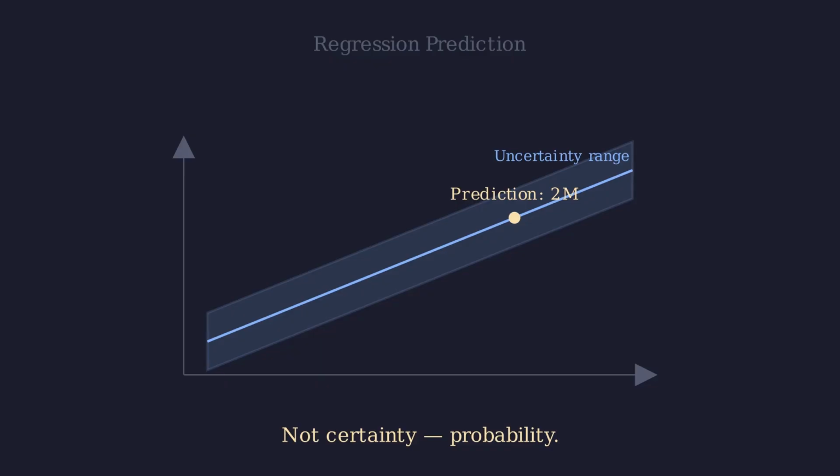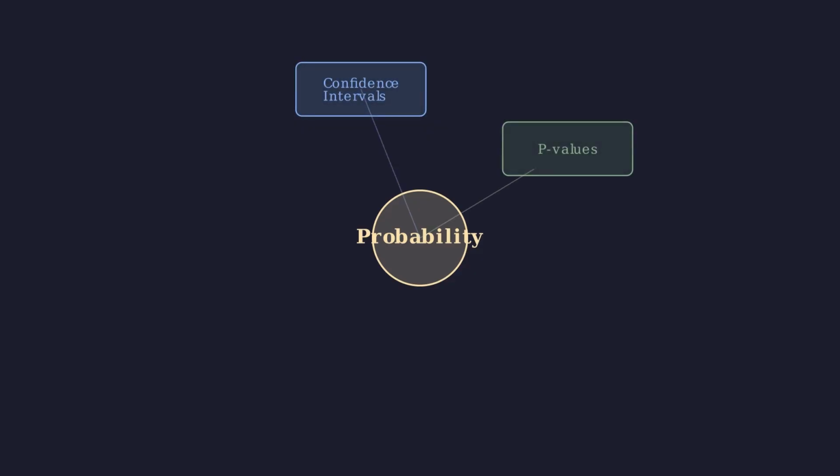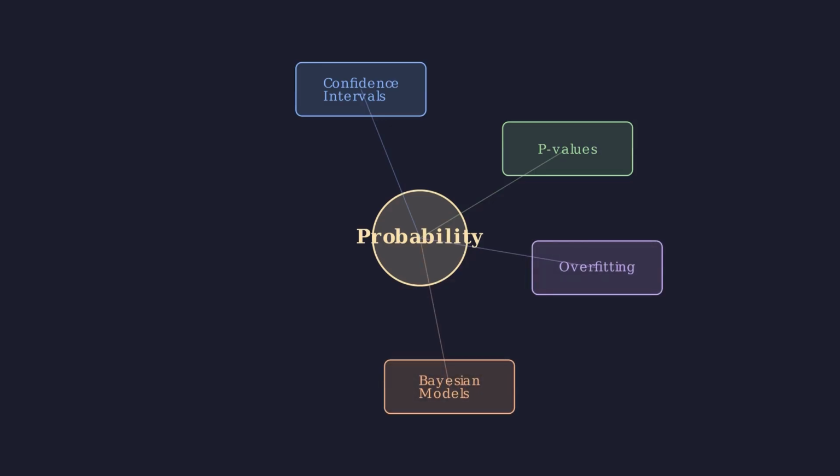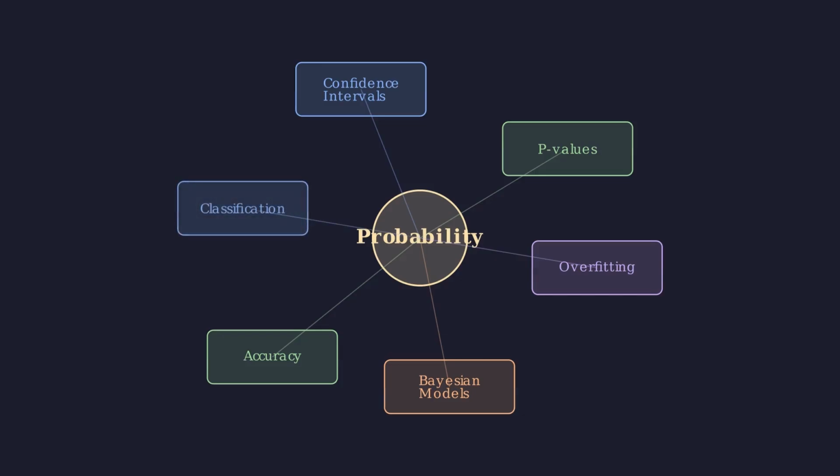Data science is not about certainty. It is about quantifying uncertainty. And the language of uncertainty is probability. Without probability, you cannot understand what a confidence interval actually means. You cannot interpret a p-value. You cannot grasp why your model is overconfident. You cannot even explain what accuracy really measures.